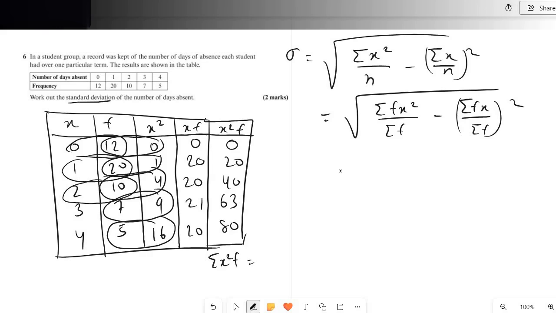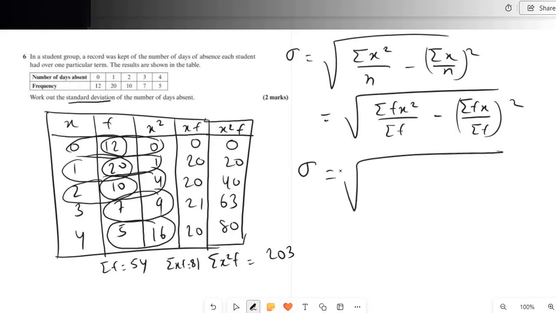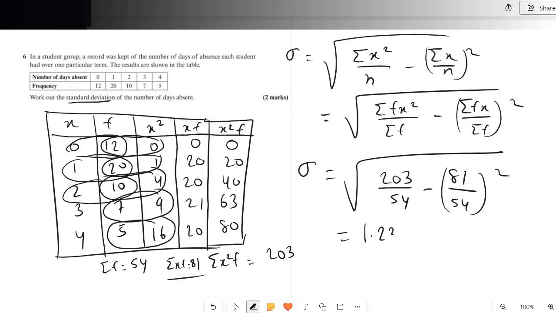The order doesn't really matter. So this is the value of 203. Summation of xf is going to be 81, and summation of f is going to be 54. So now we can apply the formula. Standard deviation is equal to the square root of summation of x squared f divided by summation of f, so 203 divided by 54, minus summation of fx divided by summation of f, whole square. So this is going to be 81 divided by 54, whole square. And this gives us an approximate value of 1.23 days.